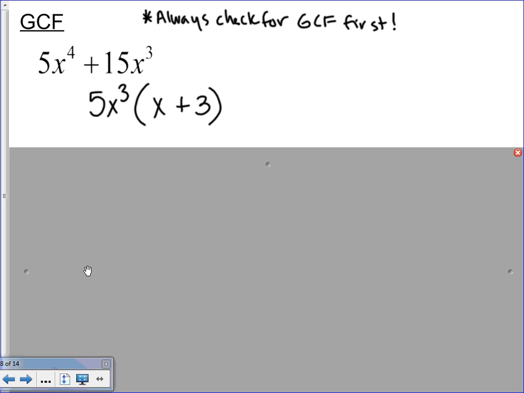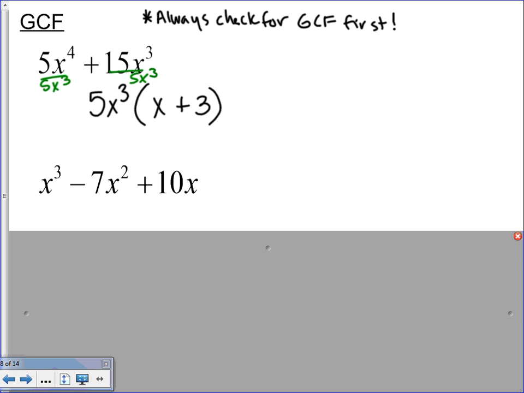How do I factor it out? It's basically like you're dividing each of them by the GCF. So what's left over? Now, this should look familiar. X cubed minus 7x squared plus 10x. What's different?